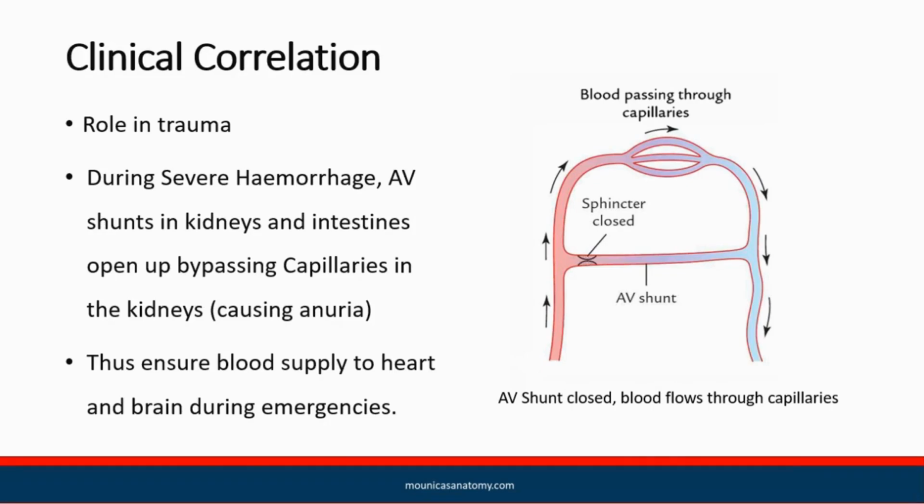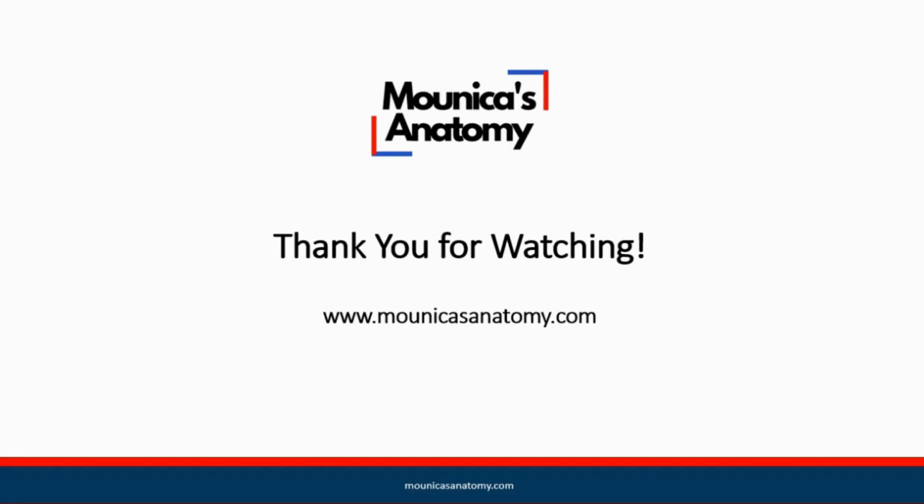Clinical correlation: during severe hemorrhage, AV shunts in kidneys and intestines open up and bypass capillaries in kidneys, causing anuria. This ensures blood supply to vital organs, to heart and brain, during emergencies.